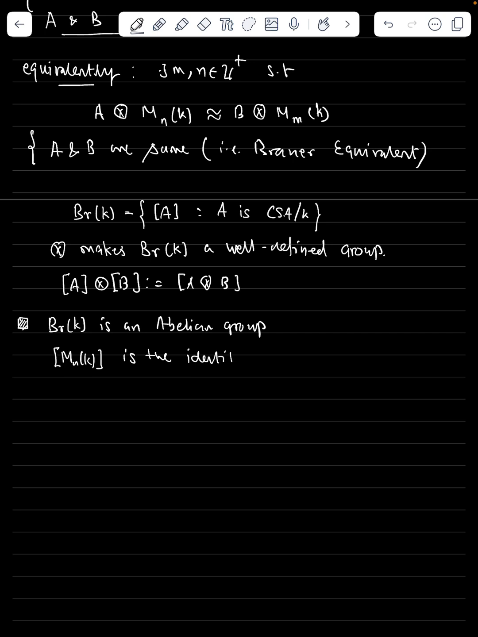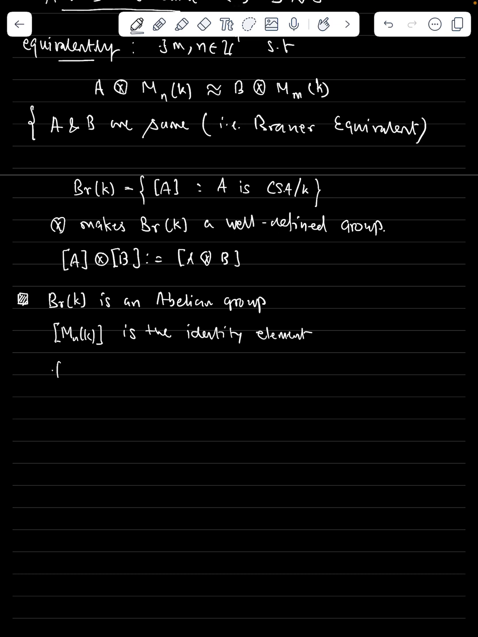That's why I was saying that these are the most basic central simple algebras there can be, because these are really the identity. It doesn't change any other central simple algebra under tensor. And for any A, or any equivalence class of CSA, you take its opposite algebra. This class is the inverse.